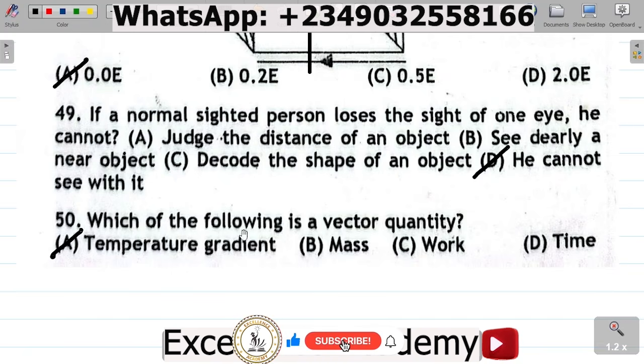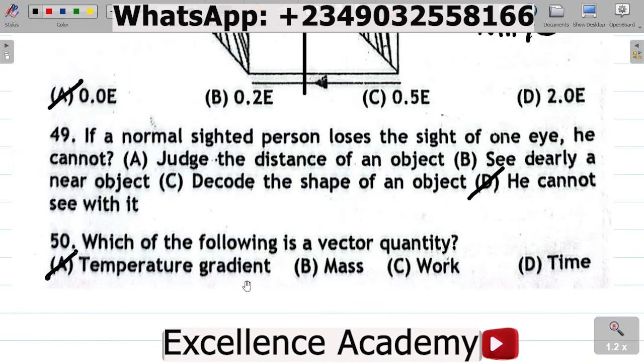Now, if temperature gradient is a vector quantity, it means it must have magnitude or numerical value and it must have direction. So what is the direction of temperature gradient? You want to take note that a temperature gradient points in the direction of the greatest temperature increase. So that's your direction. So for temperature gradient, it has a value, and for the direction, it will always point in the direction of the greatest temperature increase. So that's why temperature gradient is a vector quantity. Mass, work, and time are all scalar quantities.